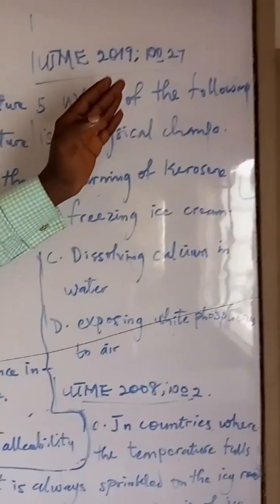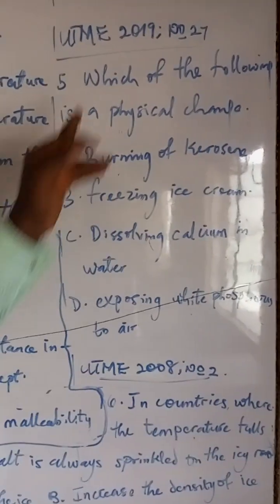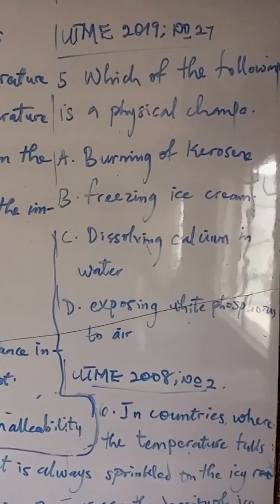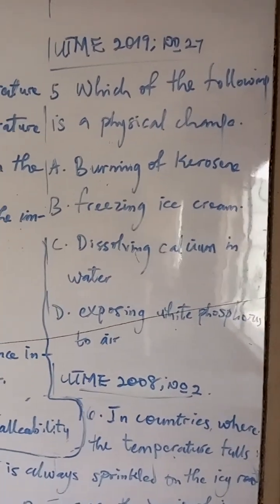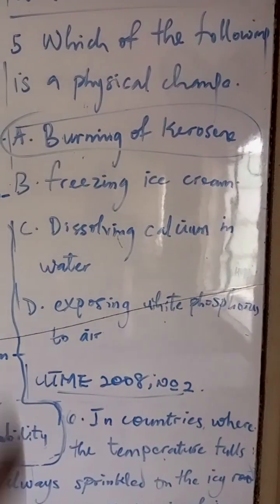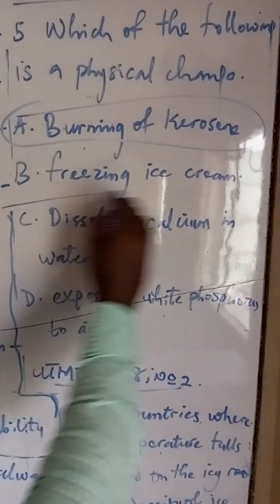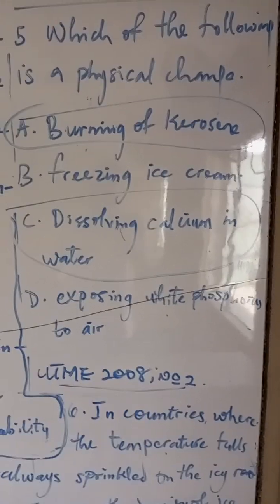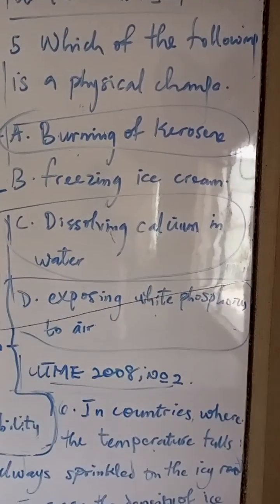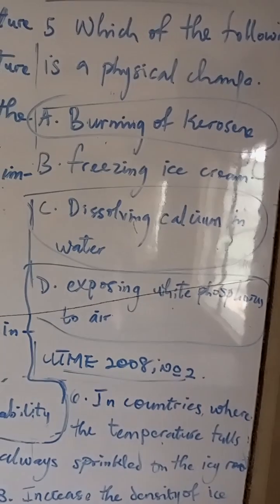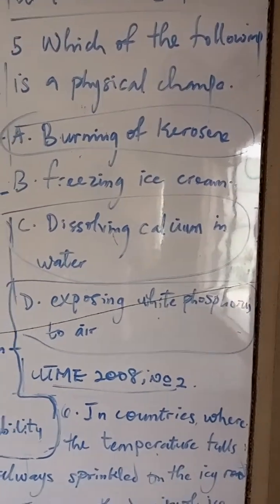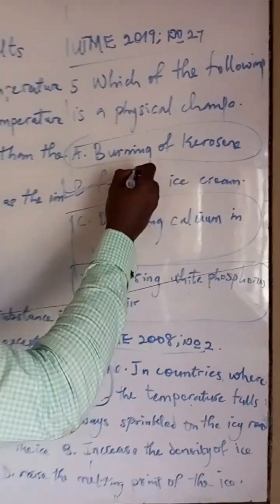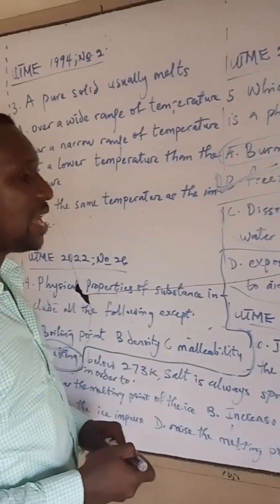Let us go to the next question. Number 5, 2019, number 27. Which of the following is a physical change? This one is also a question on physical change. Burning of kerosene is a chemical change. Dissolving calcium in water is a chemical change. Exposing white phosphorus to air is a chemical change. The one that is a physical change is freezing of ice cream. I told you freezing is an example of a physical change. The answer to this question is B.